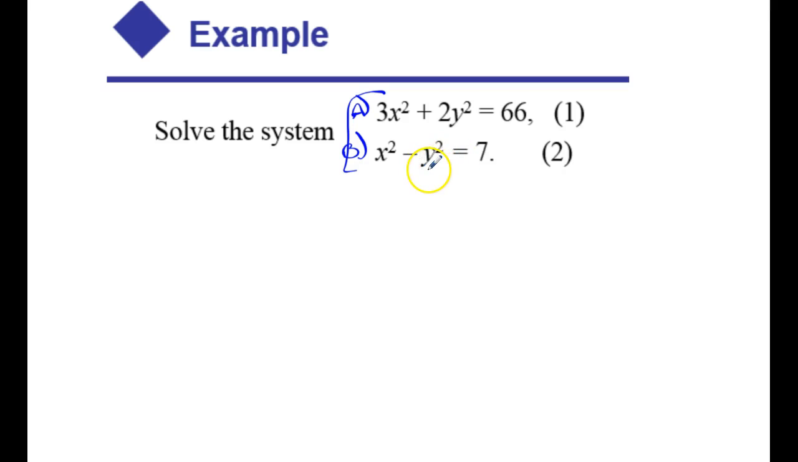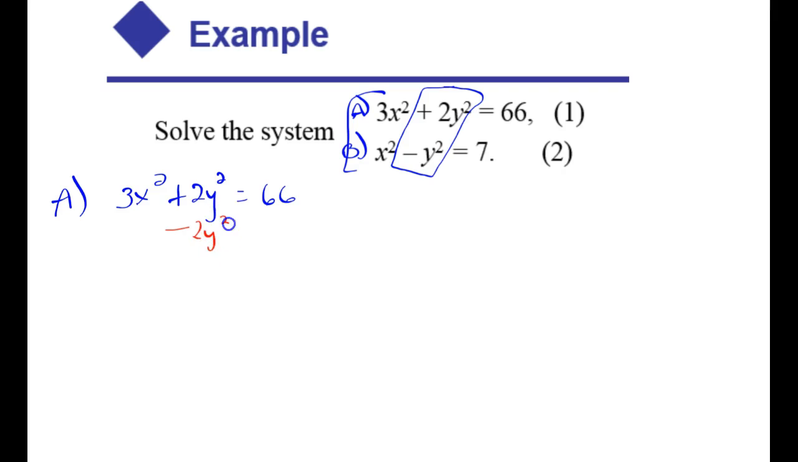Let's try to get rid of, well, I'll go for the y's. It doesn't matter if you go for the y's or the x's, but I'll leave equation A alone. 3x squared plus 2y squared equals 66. And I know that if I were to get a negative 2y squared here and add it, my y terms would eliminate. And to do that, all I have to do is multiply both sides by 2, giving me 2x squared equals 14. I'll add this up.